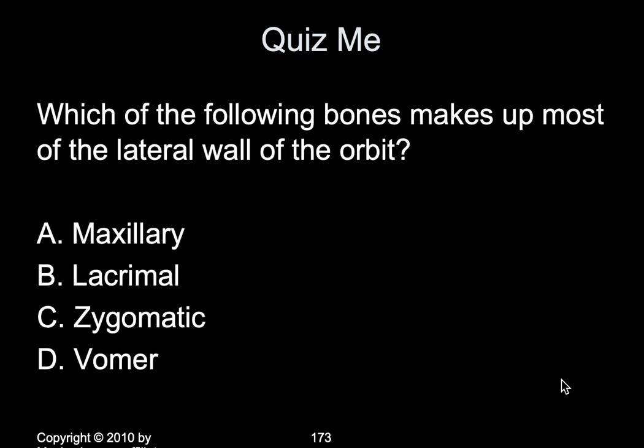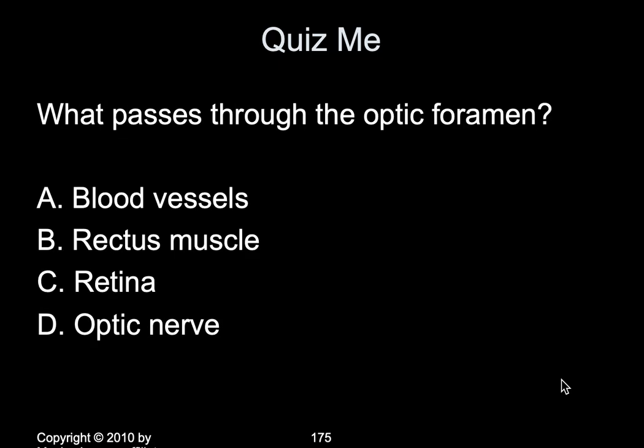Which of the following bones make up most of the lateral wall of the orbit? So this is when you need to know your orbit. What bones make up the orbit, and which one makes up most of the lateral wall? The zygomatic bone. What passes through the optic foramen? Blood vessels, rectus muscle, retina, optic nerve? The optic nerve.